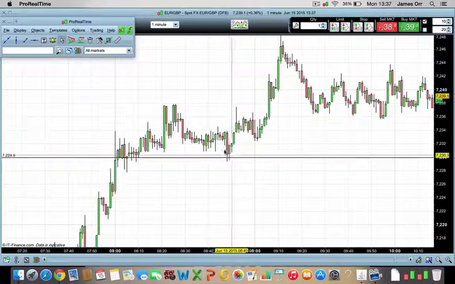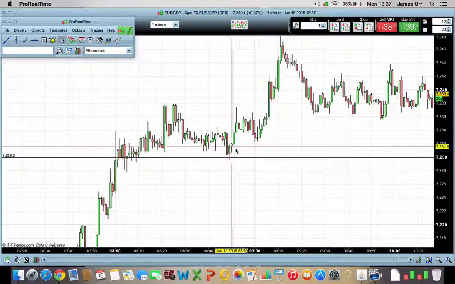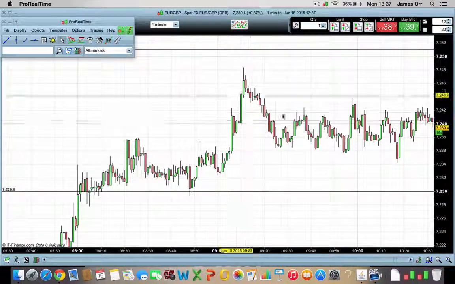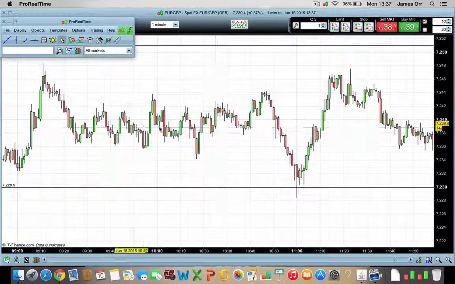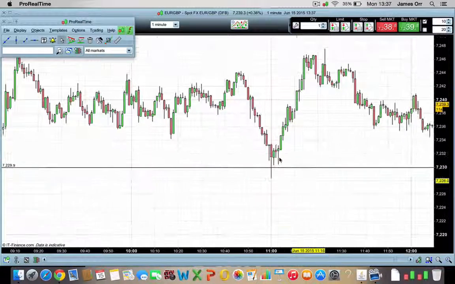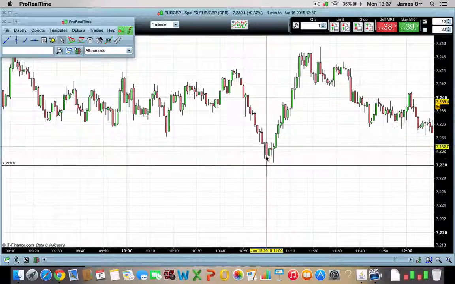So you come along. There's no signal here. It's a tail, but it's not big enough for me compared to the body. So I wouldn't have taken it. You would have got profit, but I wouldn't have taken it personally. You follow it along. Here you go. Here's a strong reaction here. The tail is very large compared to the body.